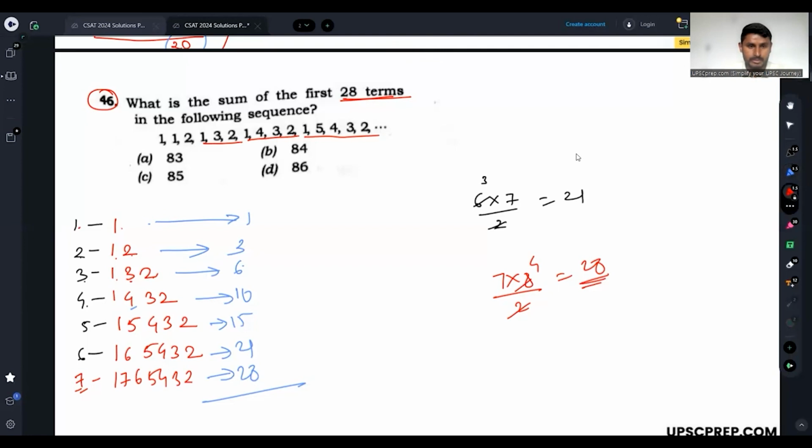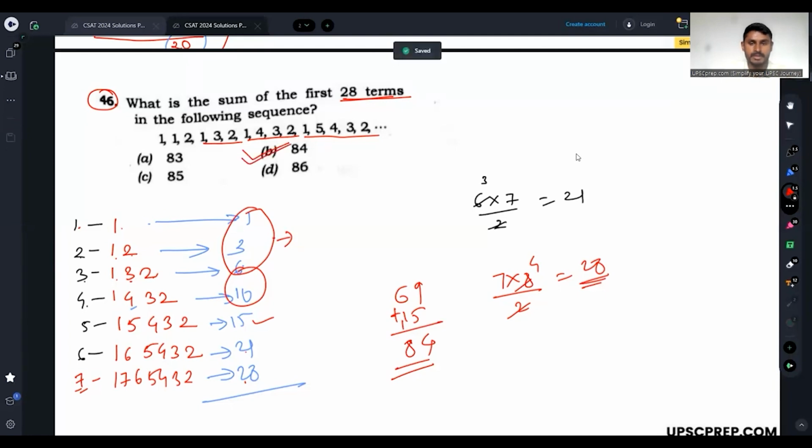Now let's make the total sum of this. 1 plus 3 plus 6 is 10. Right, 10 plus 10 is 20. Then 20 plus 20, 40. 40 plus 20, 60. 60 plus 9, 69. Sorry, 69 plus 15. This is remaining, right? 4, 8, 84. So 84 should be the total sum. Option B. Again, an easy question.